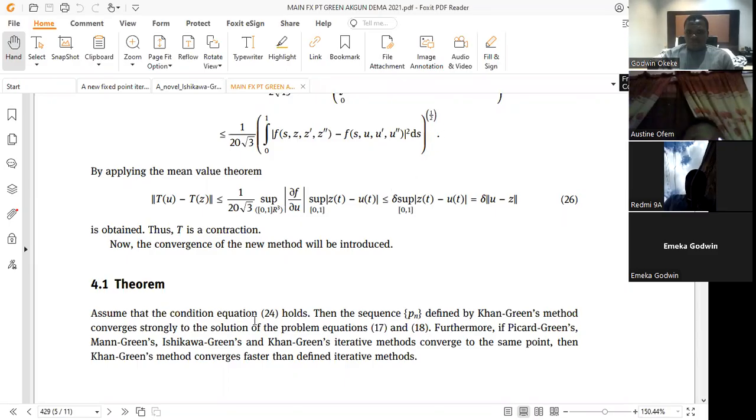So as such, you can go ahead with showing that the iteration method he is considering converges strongly to the unique solution as here. So now I say, assuming that condition 24, which guarantees the contraction principle, holds, then the PN, I think Dr. Keke has said all this, so I wouldn't waste much time on this.